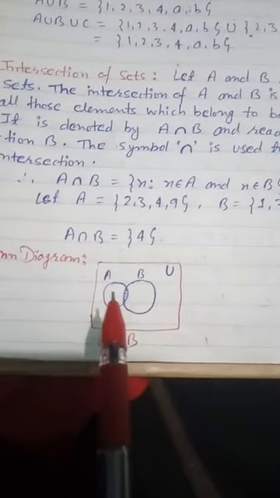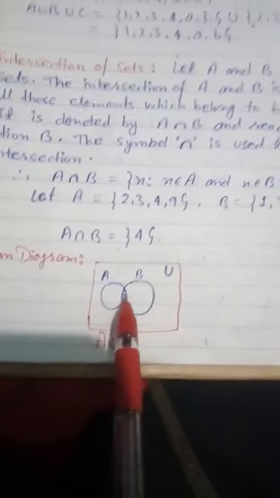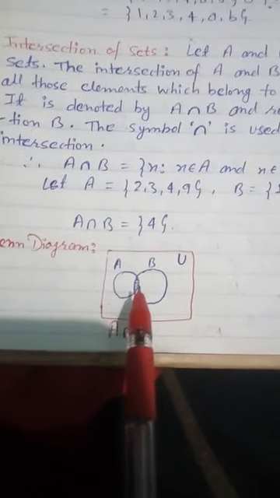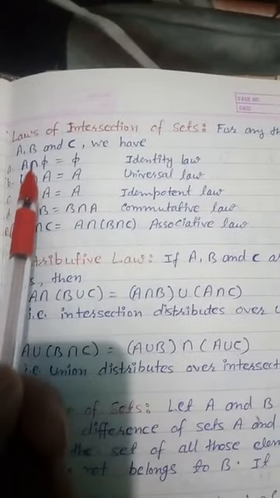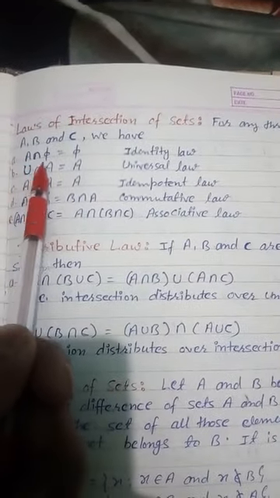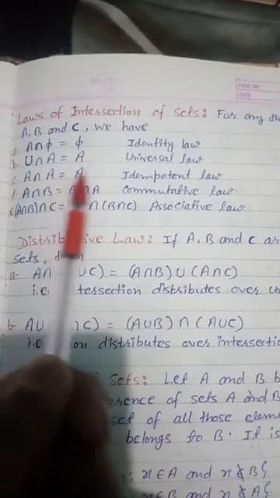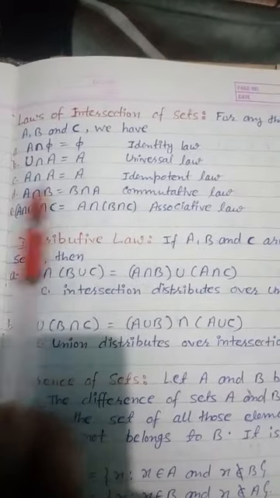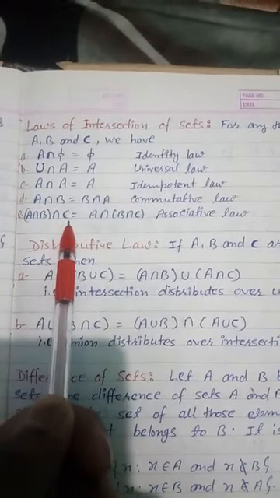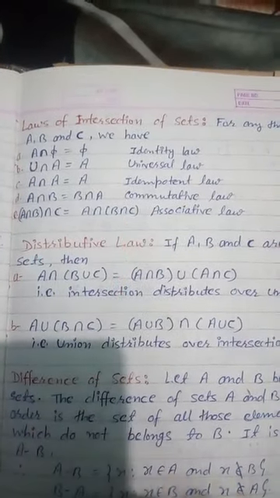You can see the Venn diagram of A intersection B. Here the shaded region is known as A intersection B. The region which belongs to A and also to B is known as A intersection B. Also the same laws hold for intersection of three sets A, B and C: A intersection phi equals phi, universal intersection A equals A, A intersection A equals A, A intersection B equals B intersection A, and (A intersection B) intersection C equals A intersection (B intersection C), the associative law.